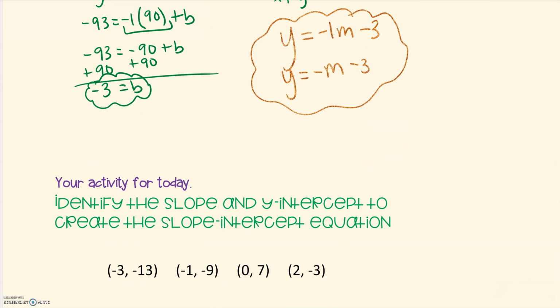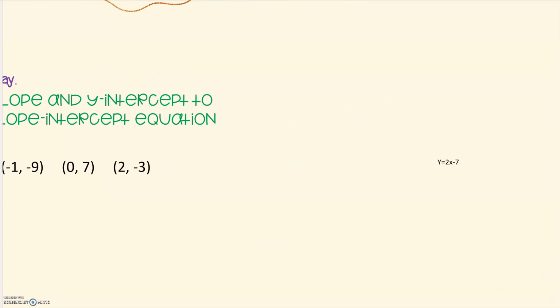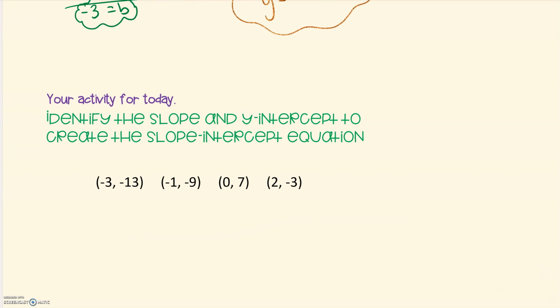All right, so our activity for today, and what I want you guys to do is to identify the slope, y-intercept, and create the slope-intercept equation based on either the points provided or the table provided. So go ahead, pause your video, and find all of those for this problem. All right, and our answer for this one, I wrote it really small, is y equals 2x minus 7. So go ahead and make sure that you get that answer. And if you don't, go back and try to work it again or ask your teacher for some additional help.